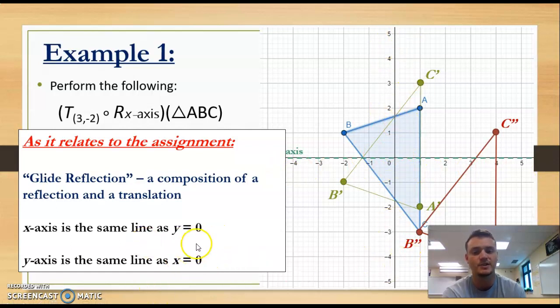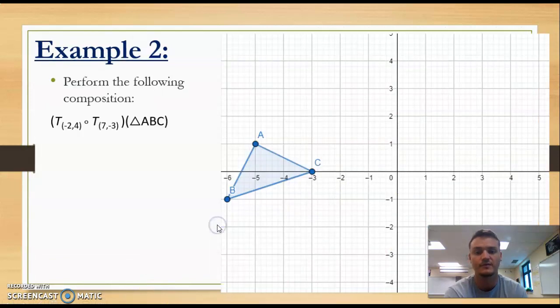So this is kind of confusing. Make sure you write it down somewhere or pay attention, that way you have it for the assignment.